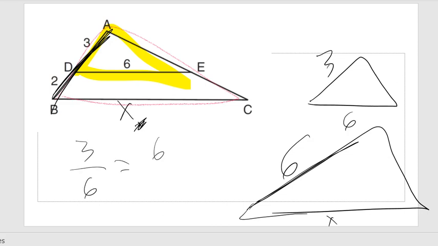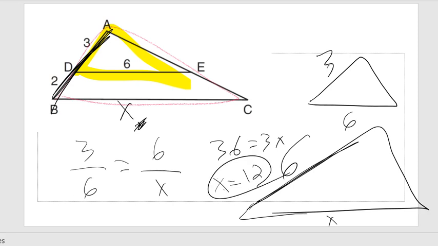Once again, there's always multiple ways to write this. So just because I write it this way doesn't mean it's the only way to write it. So 36 equals 3x. You should get x equals 12. There we go.